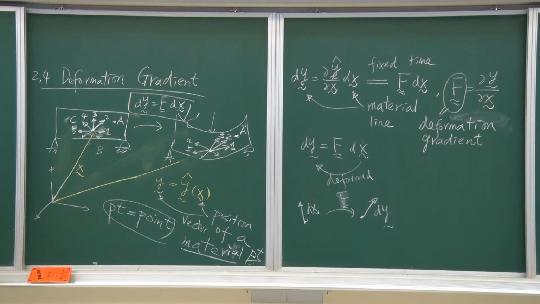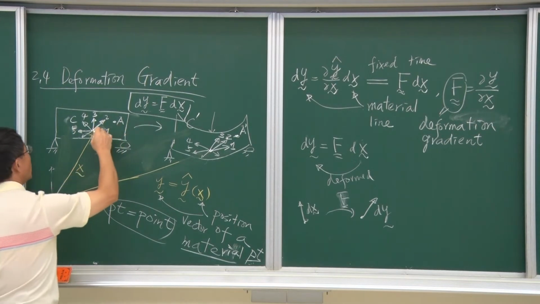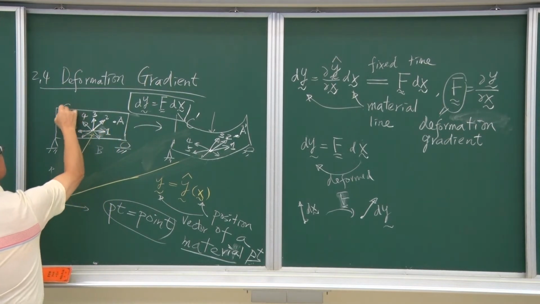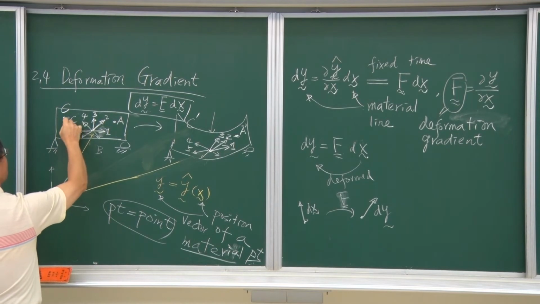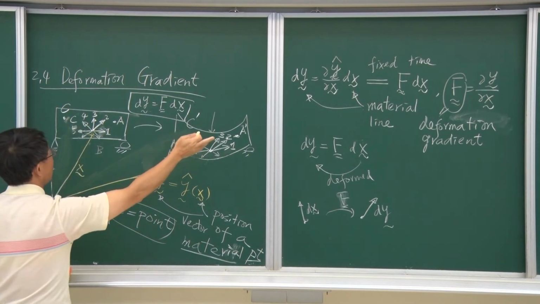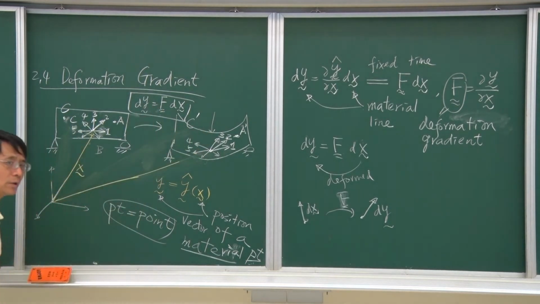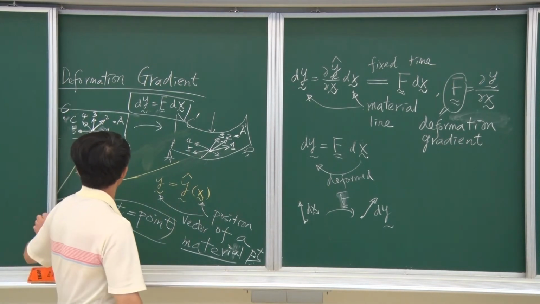And this relation will hold at every point. At point C, we have a similar thing. At point A, we have a similar thing, all by this relation. So of course, this relation is very important.